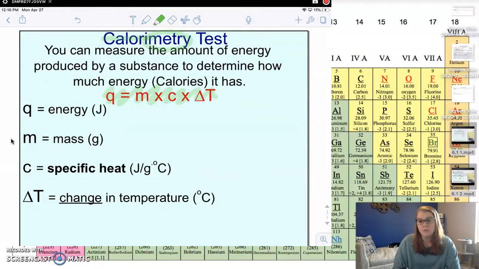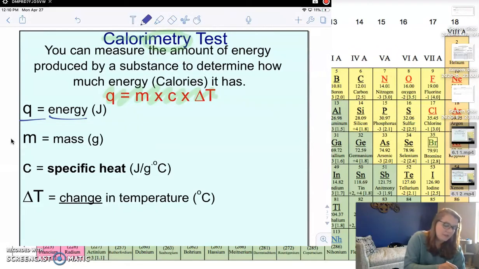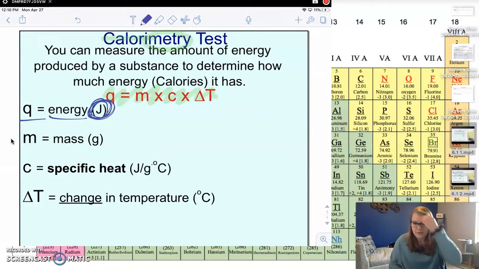Some of these values are new, some of these are familiar. The first one you need to look at here is Q, a measurement of energy, and this is really important. It's a measurement of energy in joules. Remember how a lot of our delta H values were in kilojoules, so that's just something to be mindful of. I'll explain why more in a minute, but with this equation, the energy is always going to spit out in joules. The M stands for mass in grams.